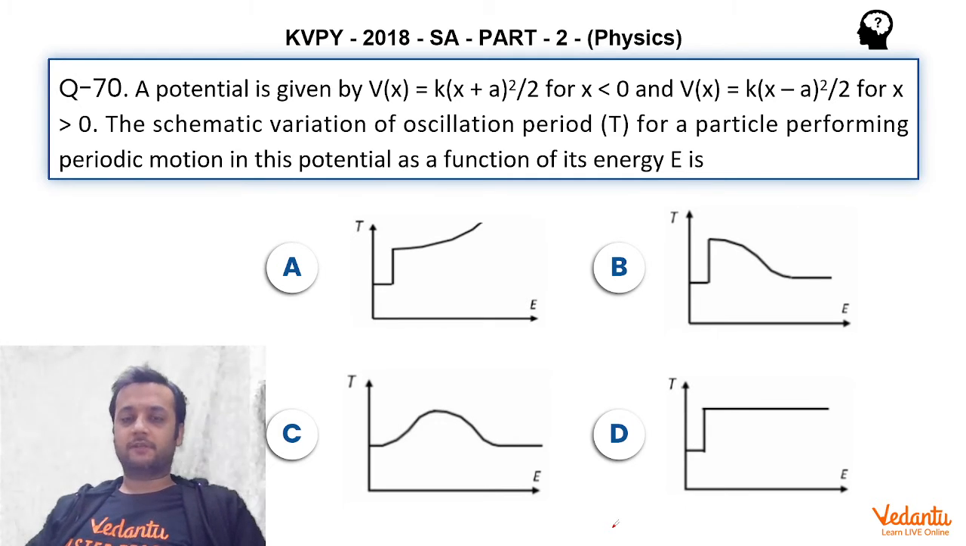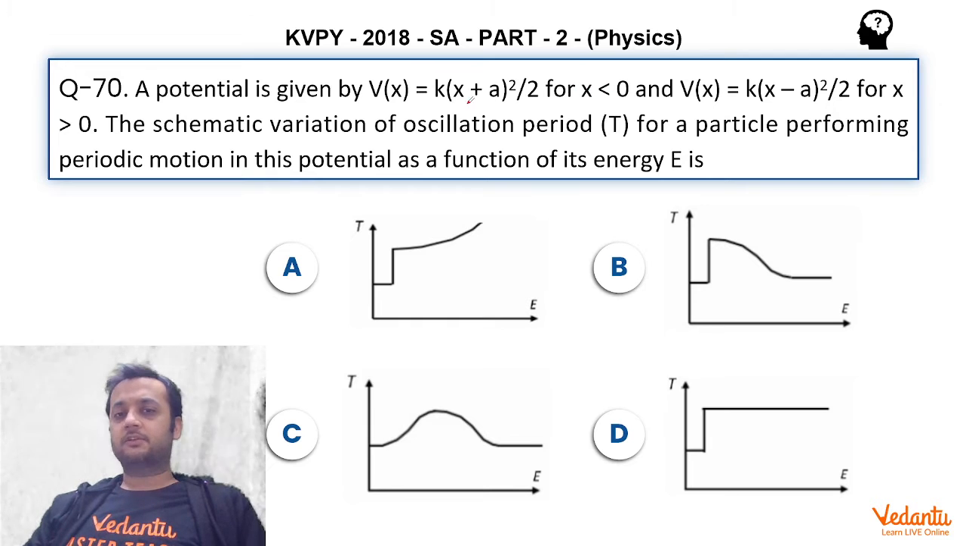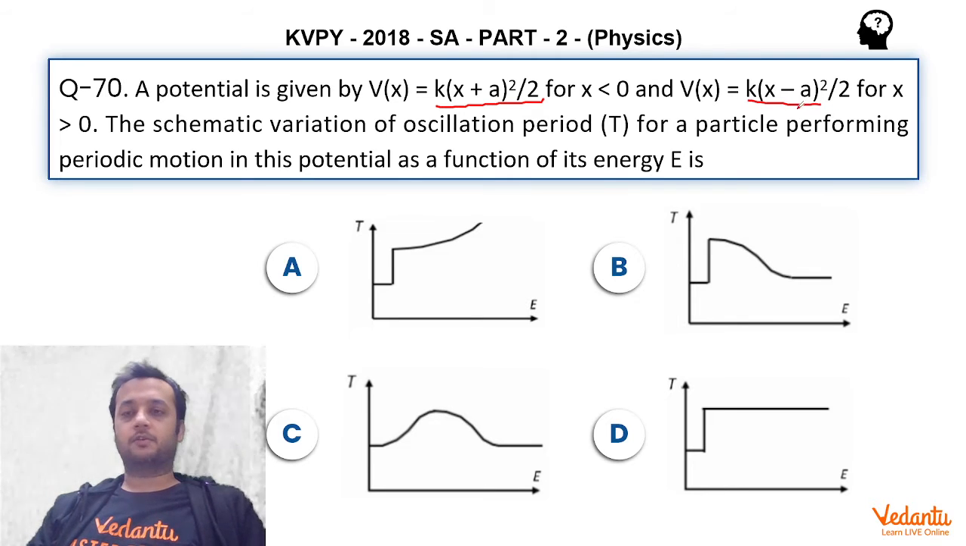There are two potential functions defined for a particle. For x less than 0, the function is k into (x plus a) whole square by 2. And for x greater than 0, it is k into (x minus a) whole square by 2. We have to draw the schematic variation of the time period with respect to the total energy of the particle. Suppose the particle has total energy E, then we have to plot the graph of capital T versus E schematically.